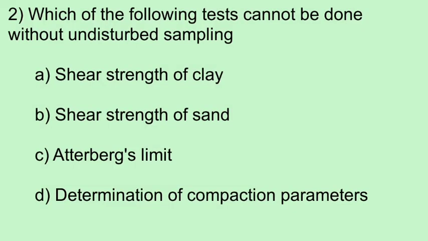Second question, which one of the following tests cannot be done without undisturbed sampling? Option A, shear strength of clay; option B, shear strength of sand; option C, Atterberg's limit; and option D, determination of compaction parameters. And the answer is option D, determination of compaction parameters.